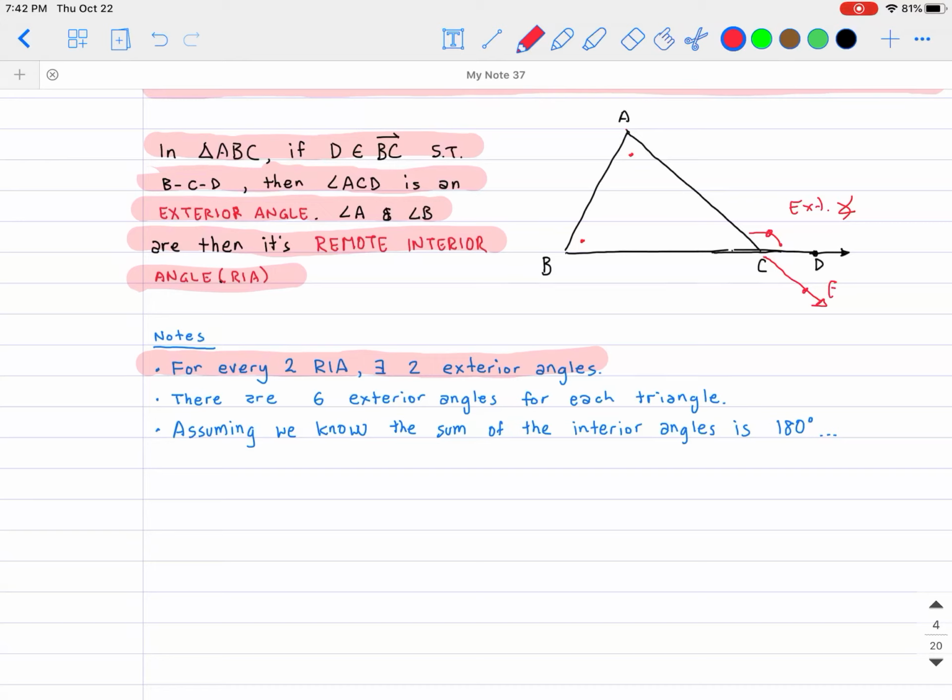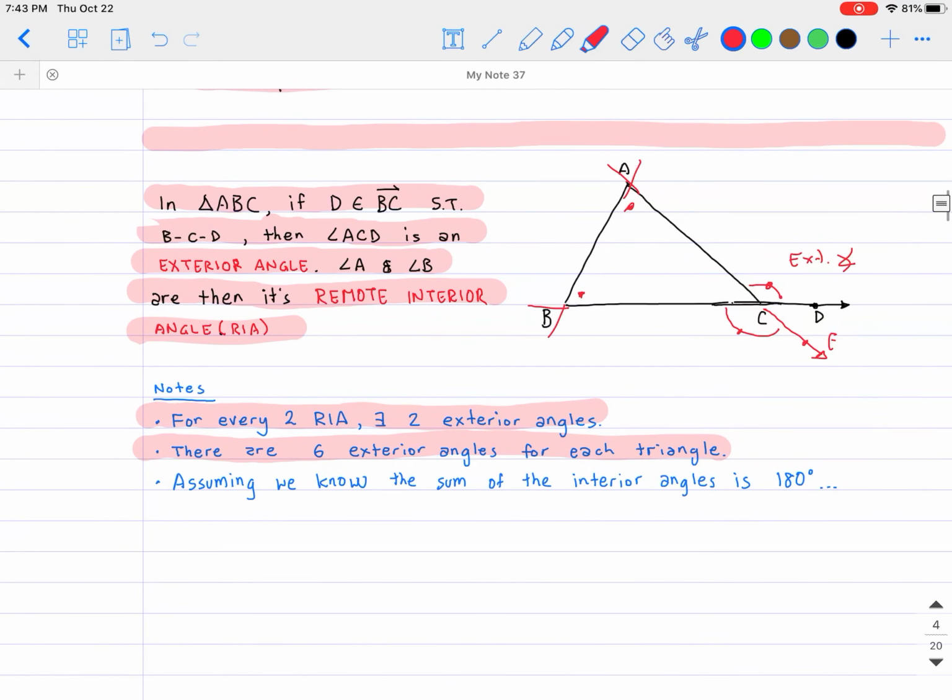If you remember, I extended BC so you can see where D is. But what if I extended AC over here and created a point on that one, and we'll call it E? You'll notice that BCE is also considered an exterior angle. And those two exterior angles are the same because of vertical angles. That's where the second one comes from. So angle B and angle A have two exterior angles, ACD and BCE. And if I did the same on the other side, you can see the other exterior angles as well.